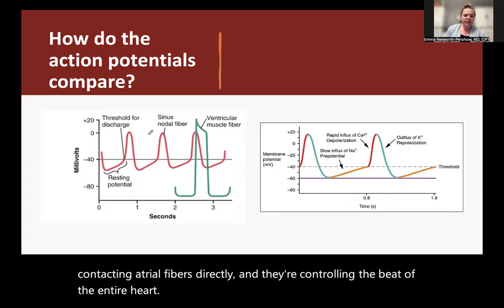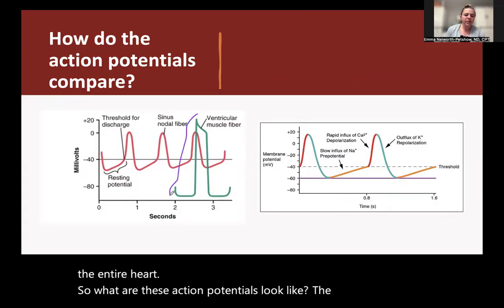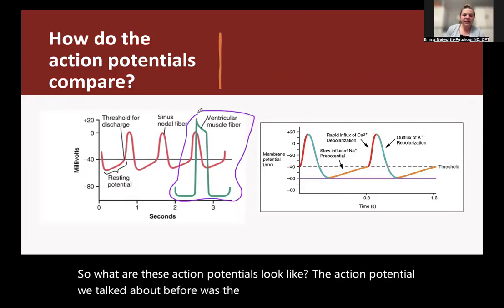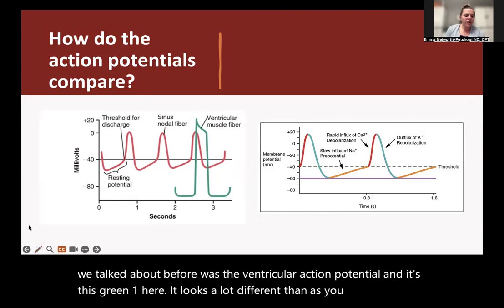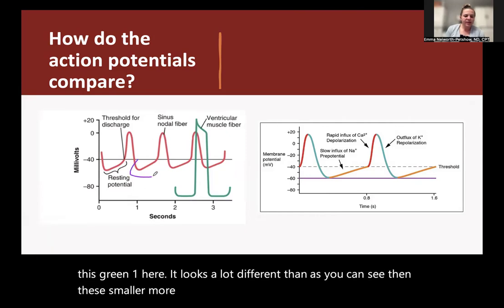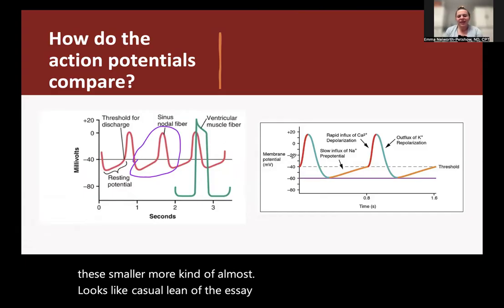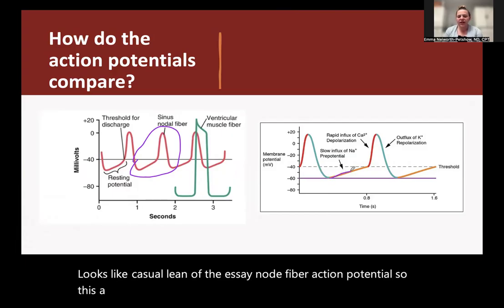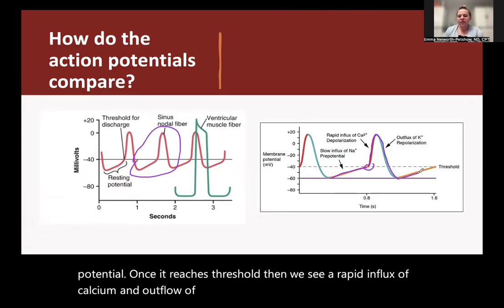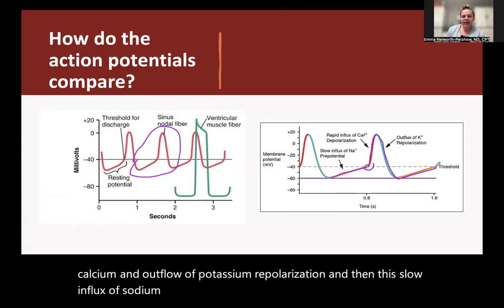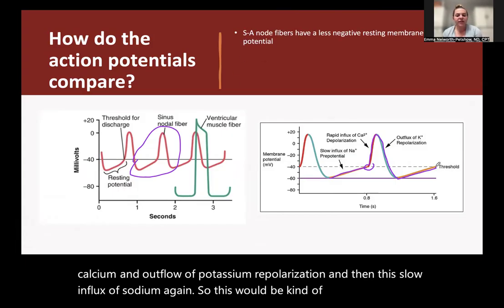So, what do these action potentials look like? The action potential we talked about before was the ventricular action potential, and it's this green one here. It looks a lot different, as you can see, than these smaller SA node fiber action potentials. So this SA node fiber has this slow influx of sodium, which is the pre-potential. Once it reaches threshold, then we see a rapid influx of calcium, an outflow of potassium for repolarization, and then this slow influx of sodium again. So this would be your pattern of the action potentials of your SA node.